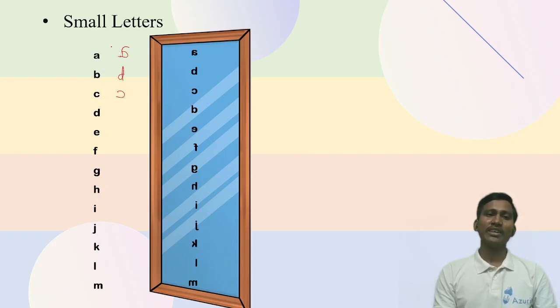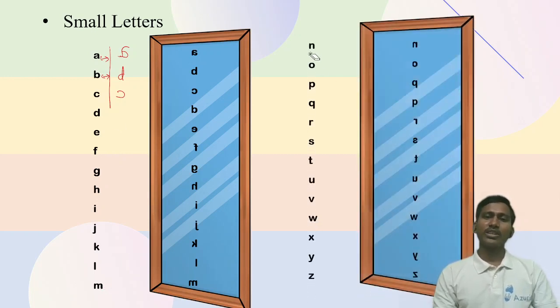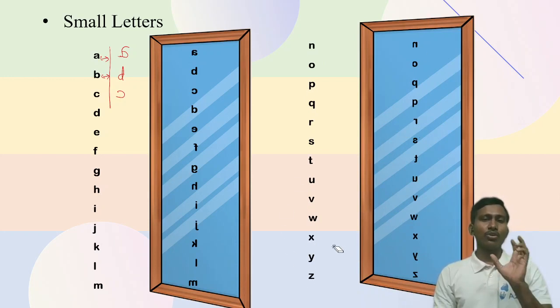So why? If it is a mirror, what is near the mirror? This side is near the mirror, so it should come first and then the next part. Like this it is given till m. And for n to z, this is how the mirror image will look like.